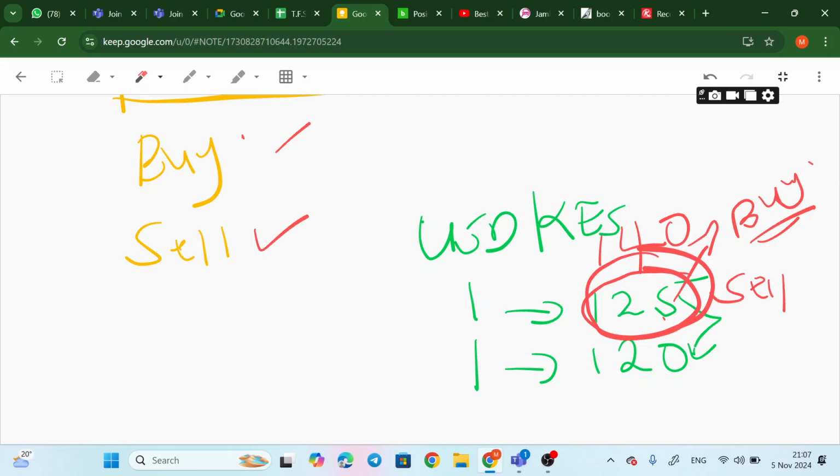If the dollar is at 125 and I know that it's going to drop to 120, I will make profit. If the dollar is at 125 and I know that it's going to go to 140, I will still make profit. So when I'm speculating that the currency will go up, I will place a trade called buy. And when I'm speculating that, according to my analysis, this pair of USD Kenya shilling is going to go down, I will place a trade called sell.